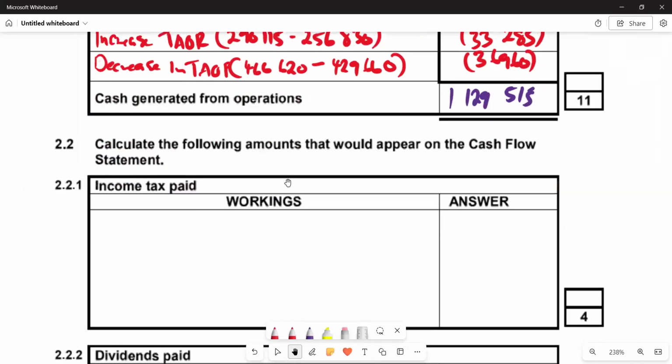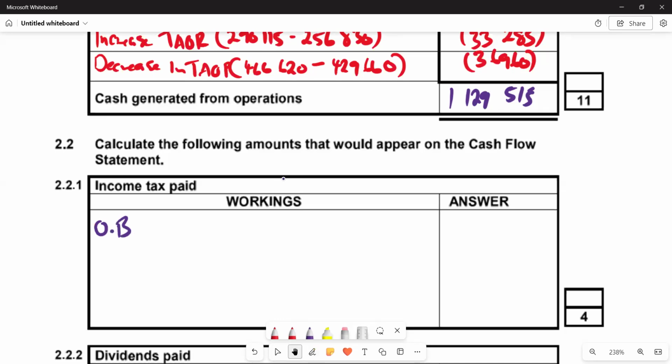On 2.2, it reads: calculate the following amounts that would appear on the cash flow statement. You are given income tax paid. So to calculate income tax paid, we are going to look at the SARS income tax amount that we are given in the list of balances. And then we are going to say opening balance of that SARS income tax.